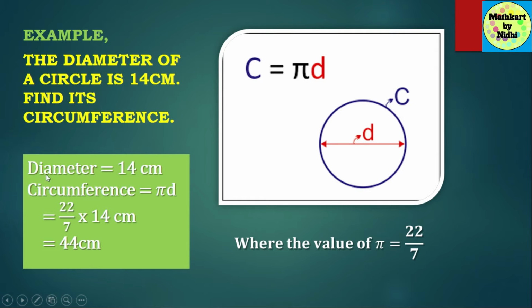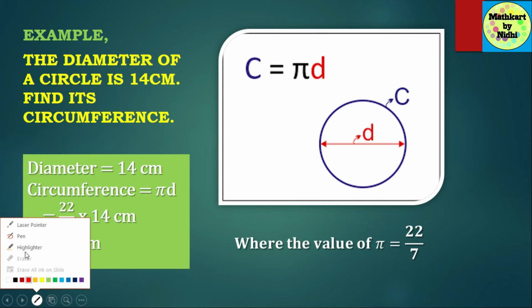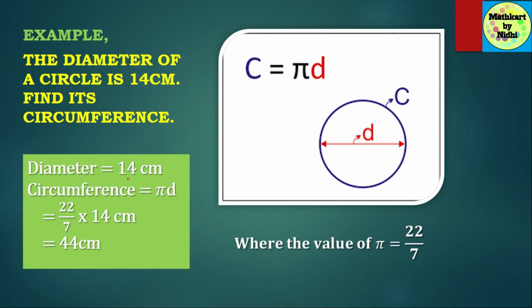First of all, we'll write down the diameter. Diameter is already given in the question, that is 14 centimeter, and the formula is pi d. So we will put the value of pi, that is 22/7, and the value of d, that is 14 centimeter. Now we will do the basic calculation. We can do here 7 ones are 7 and 7 twos are 14. So you are left with 22 multiplied by 2, that is 44 centimeter. So the circumference of this given circle is 44 centimeter.